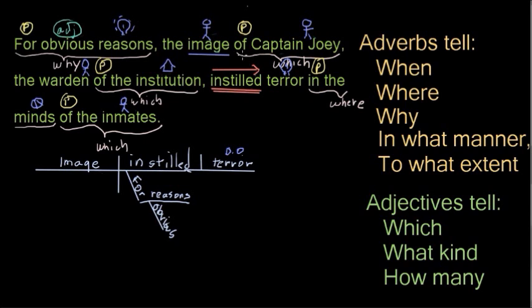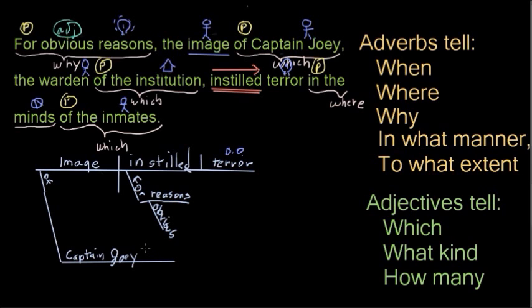Okay, our next preposition is of Captain Joey. Well, that's modifying a noun, so this is an adjective phrase. So we're going to say of Captain Joey. We'll make this fairly long because we have another interesting thing here that's going to come up. We're going to need some room for it. Captain Joey.